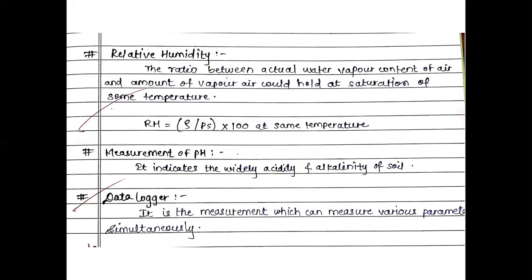So pH, as we know, below 7 indicates acidity and above 7 indicates alkalinity of soil. Data logger. It is the instrument which can measure various parameters simultaneously. So a data logger can store the data, so we can have the data for the various parameters simultaneously.